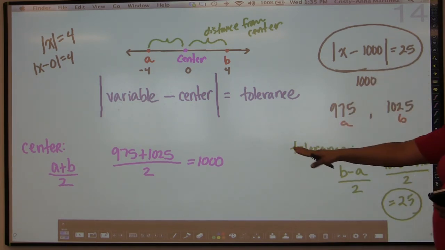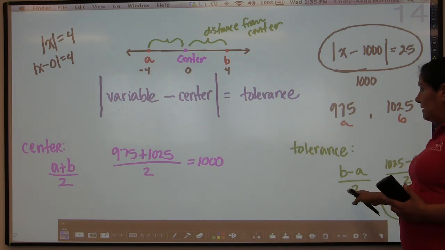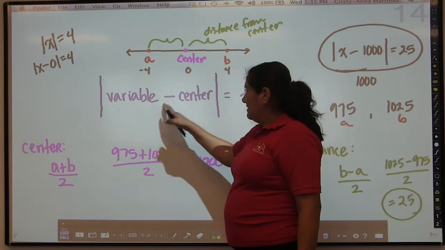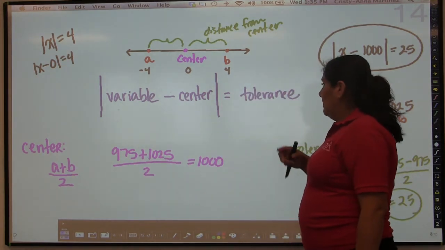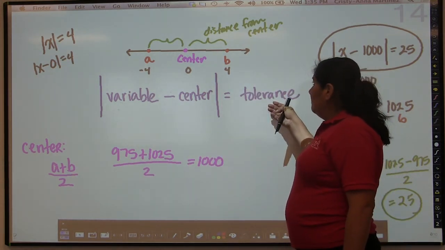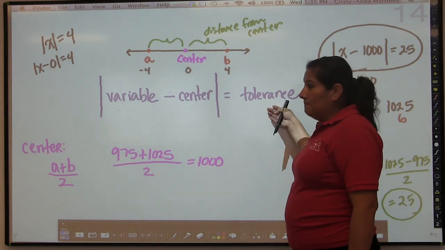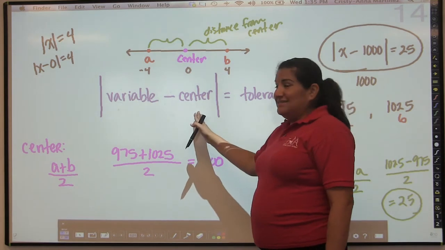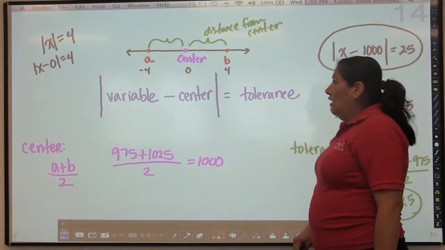So you have a little formula to find center, a little formula to find tolerance, and of course this is always the standard way that you set up a word problem: variable minus the center equal to tolerance. And again, the tolerance can be the distance from the center, it's the give or take, if you will, in the problem, and of course the center is the ideal or the goal in the word problem.